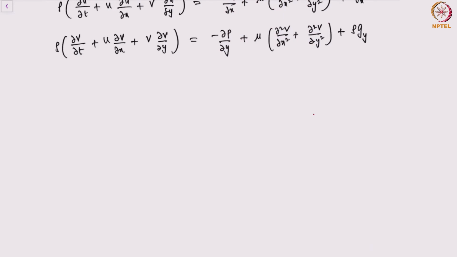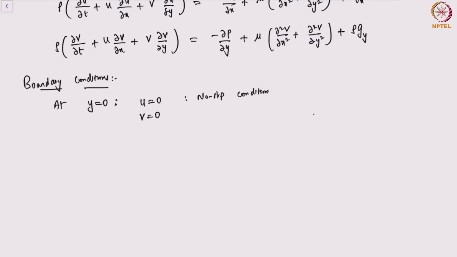So let's now get the easy one out. We have the boundary conditions at y equal to 0. Remember, I have chosen the surface to be flat. Therefore, at y equal to 0, we have u equal to 0 and v equal to 0. So u equal to 0 is the no slip condition, and v equal to 0 is the no penetration condition.